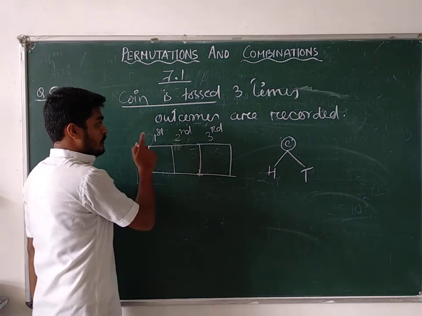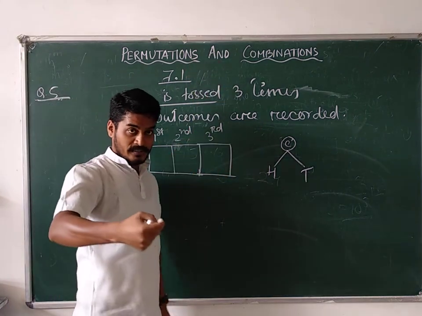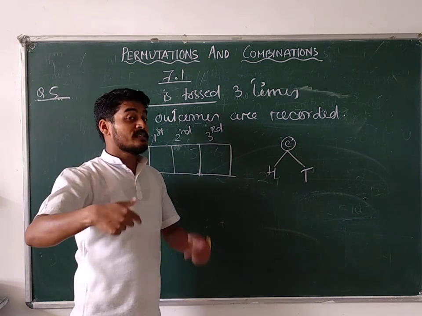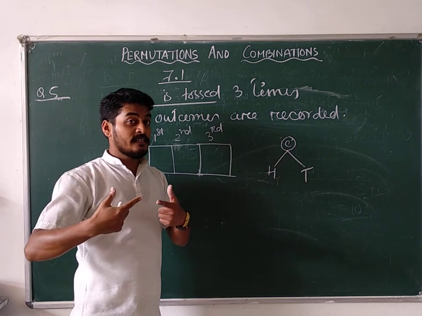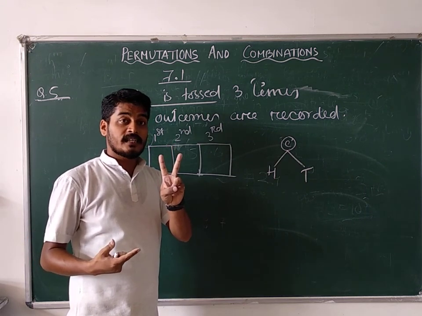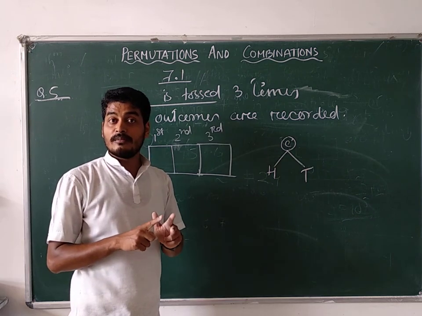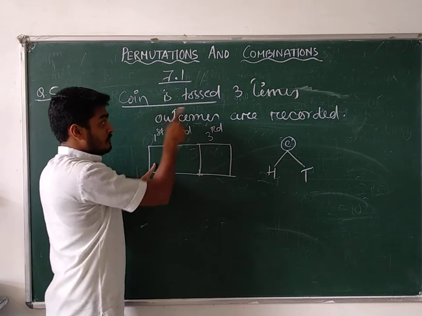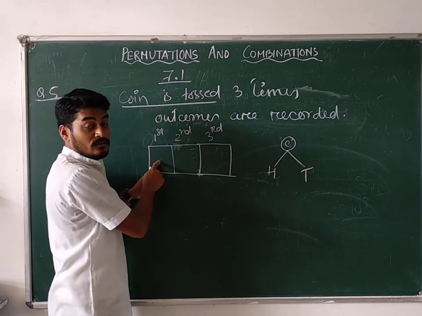So suppose for the first time I have tossed the coin. What is indicated? Someone is getting head or someone is getting tail. That means 2 possibilities are there. In this place you have to write the outcome. Outcome is recorded. You have to record the outcome.